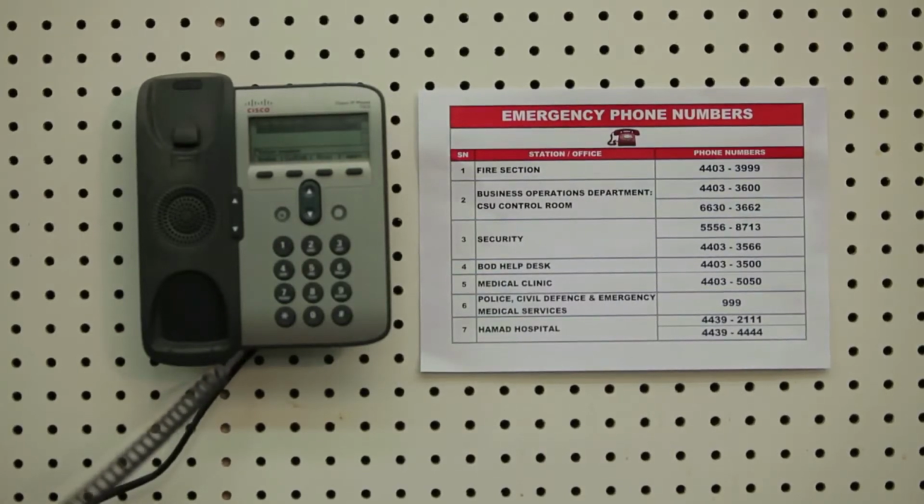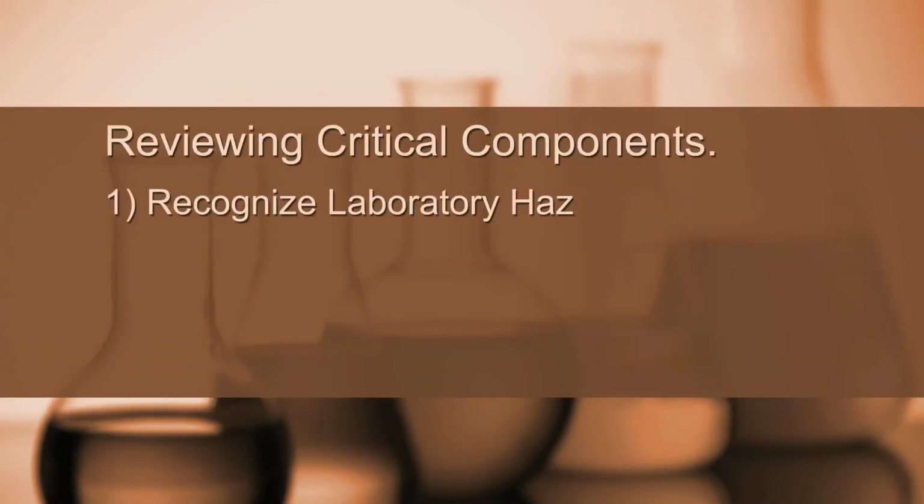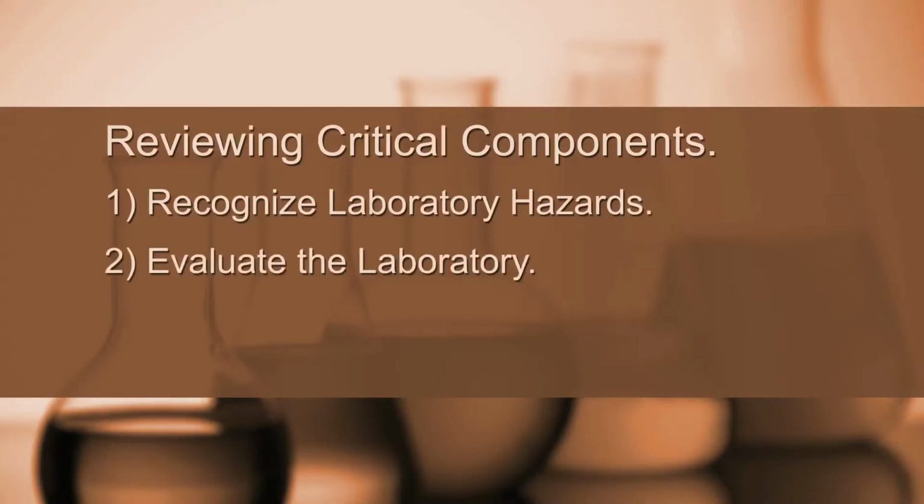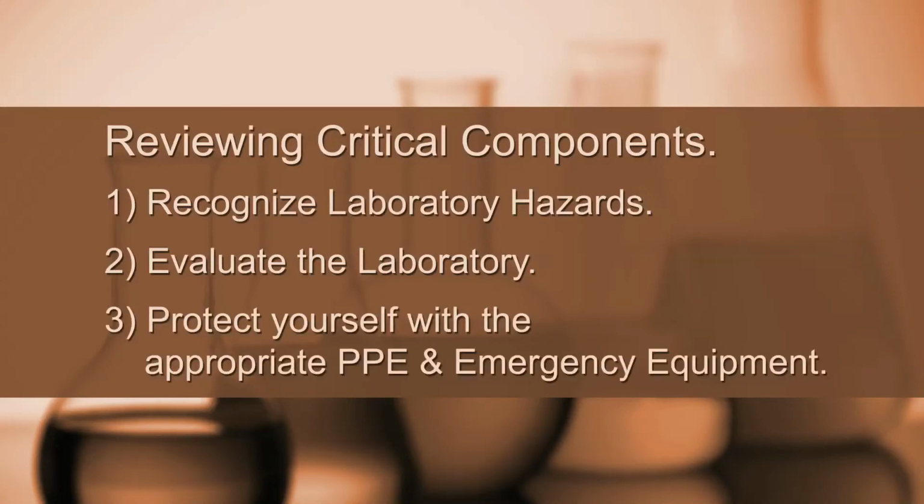In this video, we have identified critical components to fire and life safety for the laboratory. Step 1. Recognize the laboratory hazards and use the laboratory hazard assessment tool. Step 2. Evaluate the lab, including your housekeeping practices, storage requirements, and fume hood use. Step 3. Protect yourself through the selection and use of proper personal protective equipment. Educate yourself on the use of the emergency equipment, including a fire extinguisher. Fire and life safety preparation is critical to your health and safety.